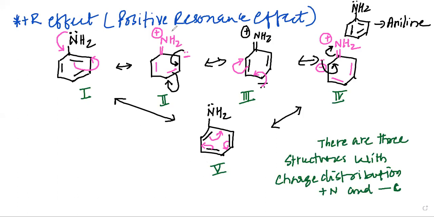So this is how, my dear students, we understand here the positive resonance effect, or we can say the plus R effect. This effect is also known as the positive mesomeric effect. Let me note it down for you, my dear students. This effect is also known as the positive M effect, or you can write it as the positive mesomeric effect.